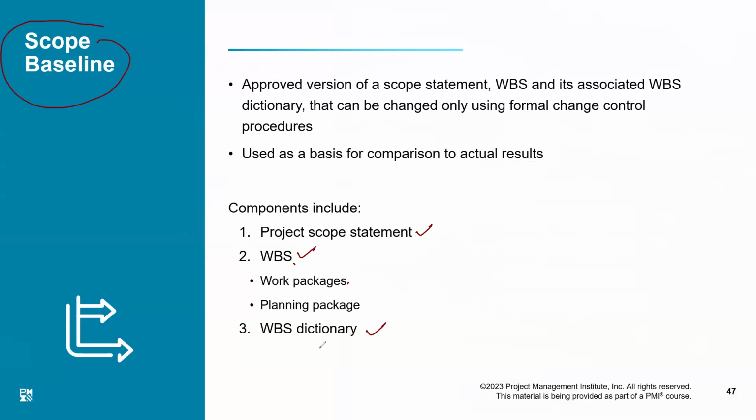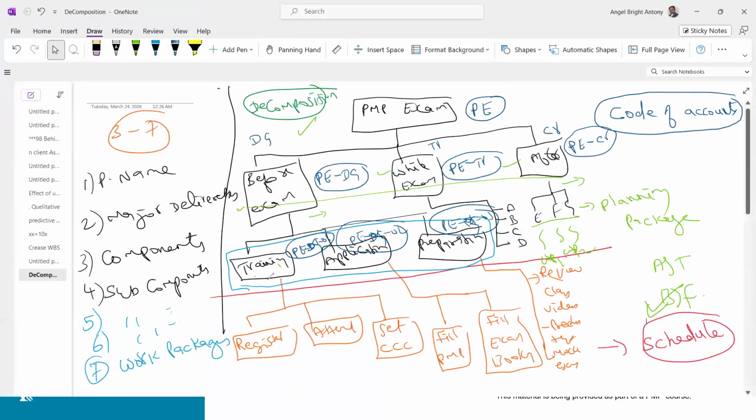First point to know, the key output from create WBS is the scope baseline. Second point, it is a combination of 3 documents: the approved version of the scope statement, WBS, and WBS dictionary. What is the WBS dictionary? Okay, now I had a look into my WBS. I understood my project. This is my WBS, right? Now I want to have more information.